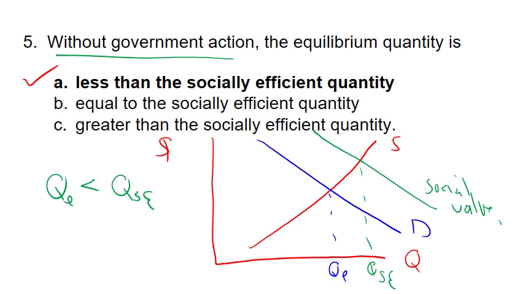In the next lesson, we're going to talk about what the government might be able to do to make the equilibrium quantity equal to the socially efficient quantity.